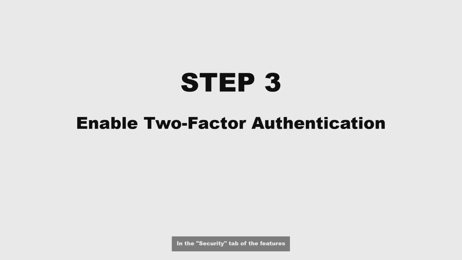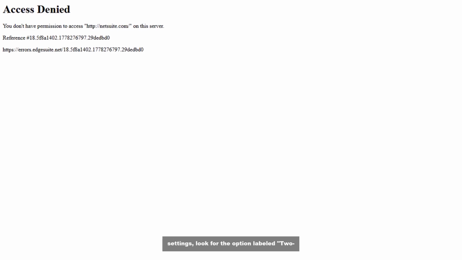Step 3. Enable two-factor authentication. In the Security tab of the Features settings, look for the option labeled Two-Factor Authentication. Check the box to enable this feature and then save your changes.